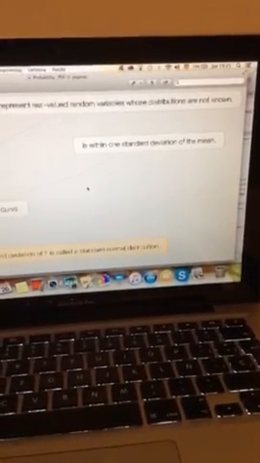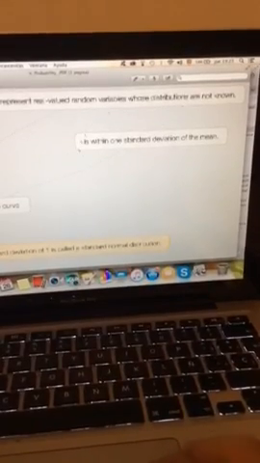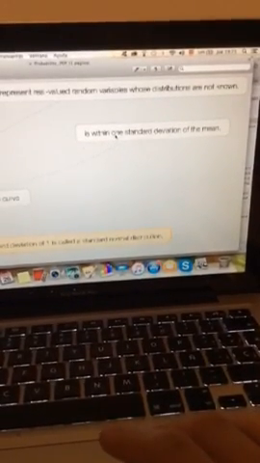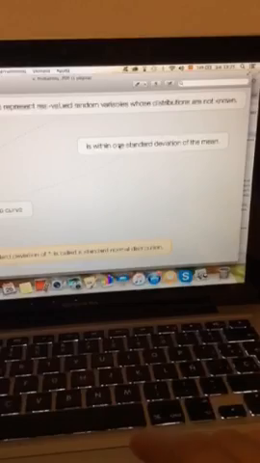The area under the curve of this graph that is achieved from the normal distribution is the standard deviation of the mean of the events that are occurring in this space.